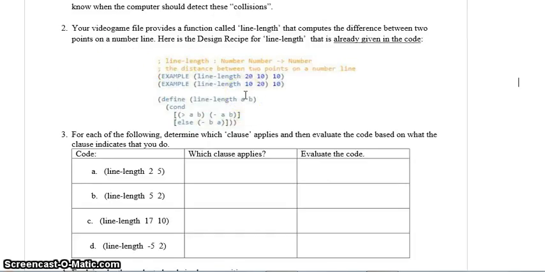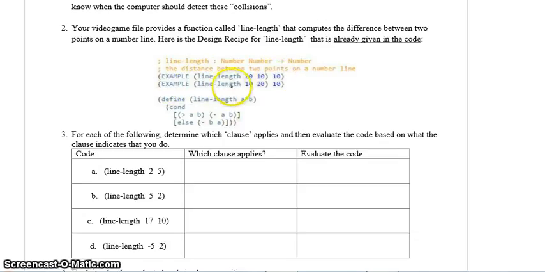So the contract for this line length function says that the line length function takes in 2 numbers as inputs and produces 1 number as an output. The purpose statement: the line length function finds the distance between 2 points on a number line. The first example, line length 20, 10, so basically how far away is 20 from 10 on a number line? They're 10 apart, so that is what the function should evaluate to at the end of that example.